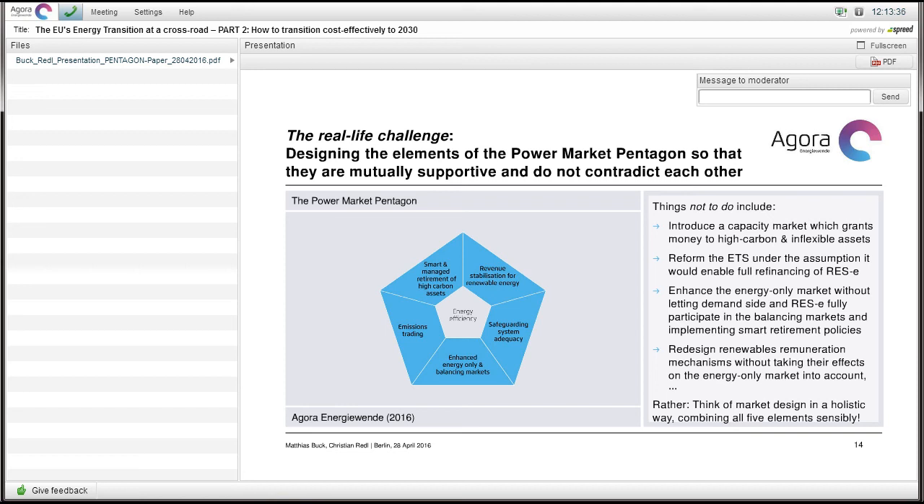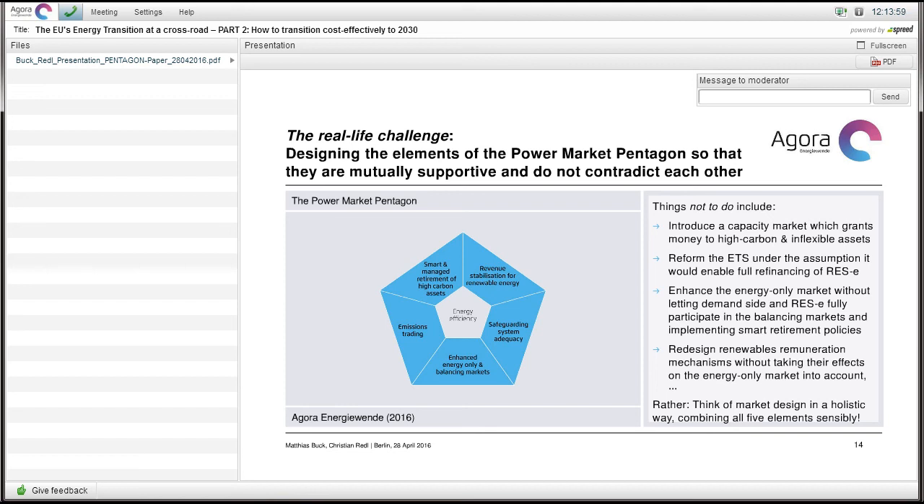In reverse, of course, speaking about renewables and markets, renewables remuneration mechanisms should also be redesigned with an eye on their effects on the energy-only market, so that we can move into this, let's say, flexibility challenge world without compromising both system adequacy and system operations.